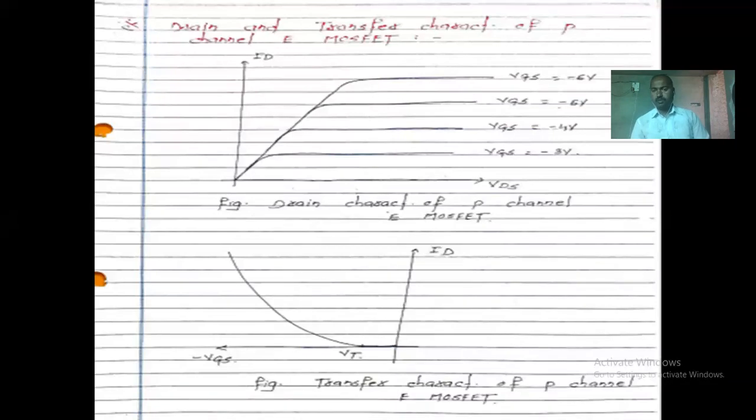As we increase the more and more negative voltage across the device, a larger amount of current flows through the device. It is opposite to that of the N channel E MOSFET, right? So initially we apply VGS equal to -3 volt and increase the drain to source voltage. At VGS equal to -3, consider a small amount of drain current flowing through the device. Then we increase the negative voltage, -3 to -4.